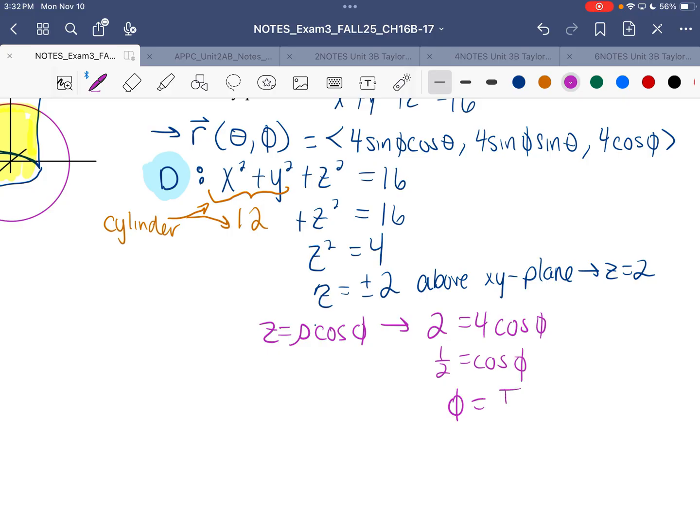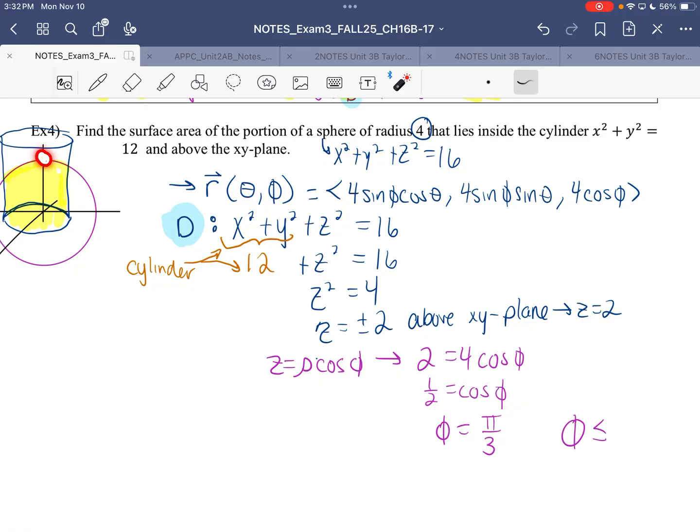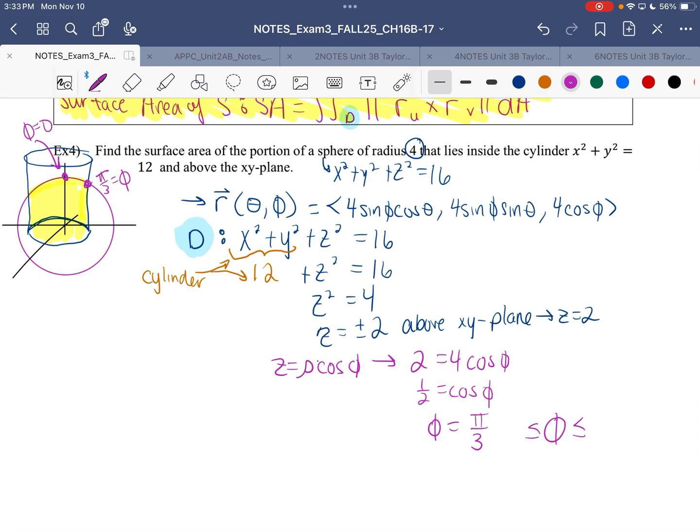Pi over 3. So we're starting at the top of the sphere, and we're tilting down to pi over 3, where they hit each other. So this point here is pi over 3 for phi. And where is phi equal to at the top? 0. And we're going all the way around the circle. So what do you think theta is between? 0 and 2 pi.